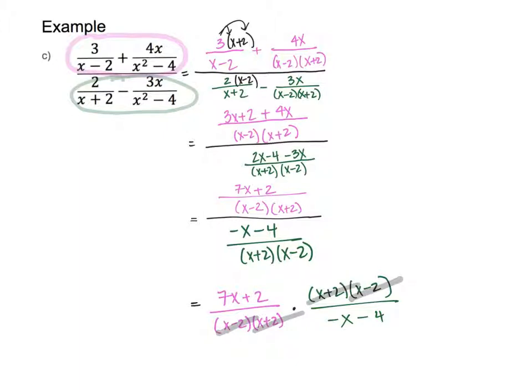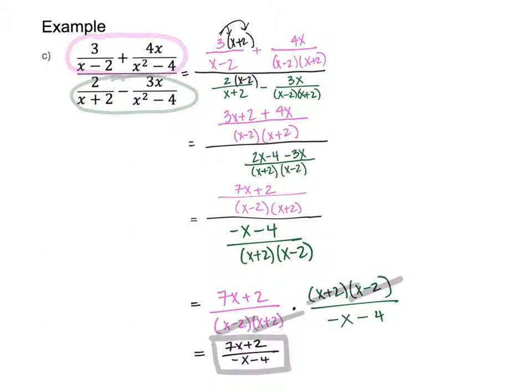All I'm left with is (7x plus 2) over (negative x minus 4). And so that is my answer. Okay, so I know that one was a bit lengthy, but like I said, keep the general idea the same. You want to simplify the top and the bottom separately before you try to divide at the very end.